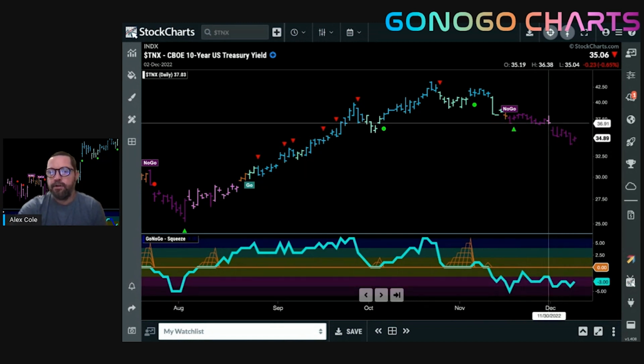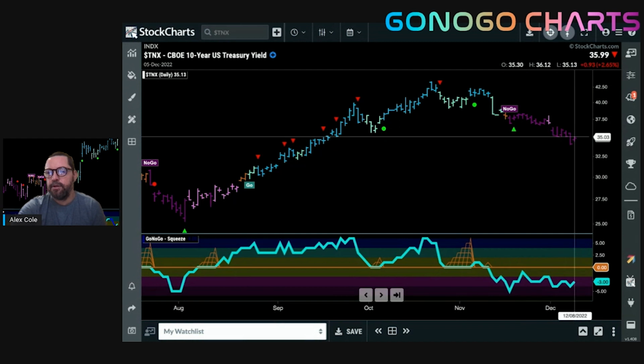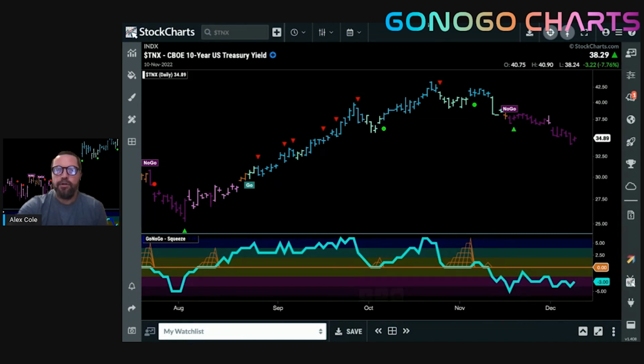And about a week ago, you can see how we broke below this support level and actually gapped slightly lower, and we've been below that ever since. So moving lower on the no-go, on strong purple no-go bars. So a real no-go trend in Treasury rates.